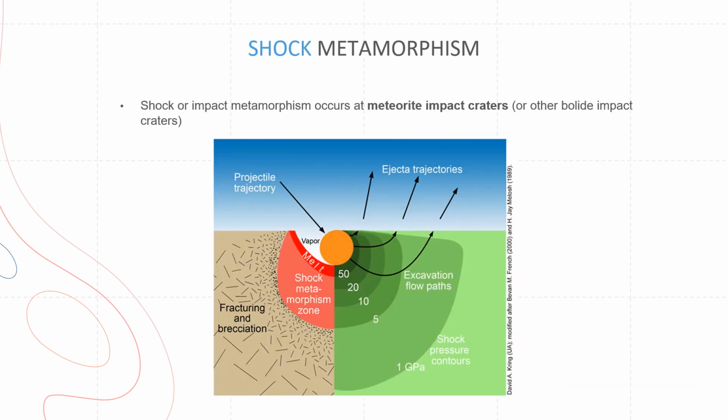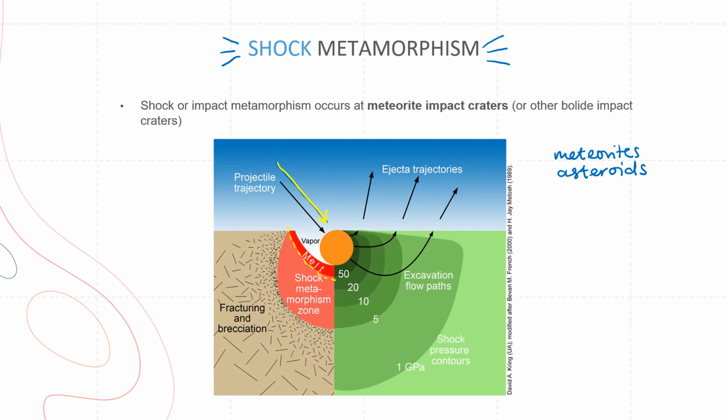The next type of metamorphism we're going to have a look at is shock metamorphism. So shock or impact metamorphism occurs at meteorite impact craters or other bolide impact craters. Basically, if you have a projectile of any kind, whether it's meteorites or asteroids, you'll find that when the projectile hits the surface, it creates a zone of melt.